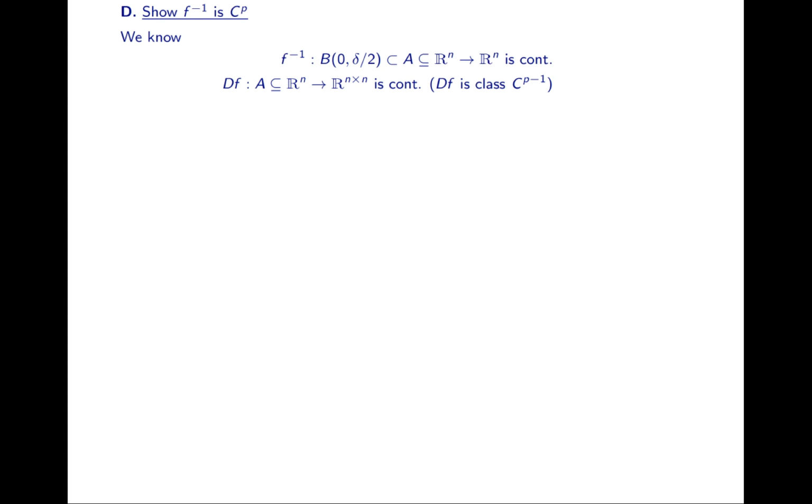Now we need to show that the inverse function is class Cp. What do we know? We know that f inverse is continuous. We've proven that. We know that the derivative of f is continuous because f is class Cp, which means the derivative is class Cp minus 1. We know that the inverse function, the function that maps a matrix to its inverse, is continuous. By the way, how do we know that? What's the idea behind it?